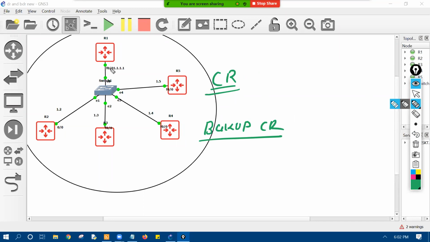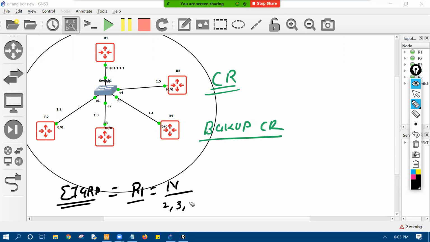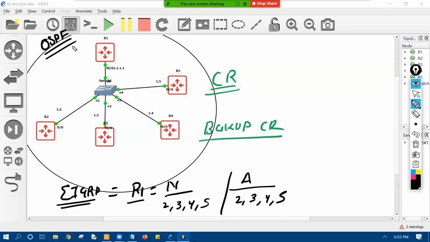Now what happened? Every router, whatever the routers you have in this network, previously what happened in the EIGRP case? In this EIGRP case, router 1 is going to form the neighborship with R2, R3, R4, and R5. At the same time, they are going to form the adjacency with R2, R3, R4, and R5. Same thing with router 2, router 3, router 4, and even router 5. But now, after enabling the OSPF, what OSPF is going to do? OSPF is going to find the CR of this broadcast domain.